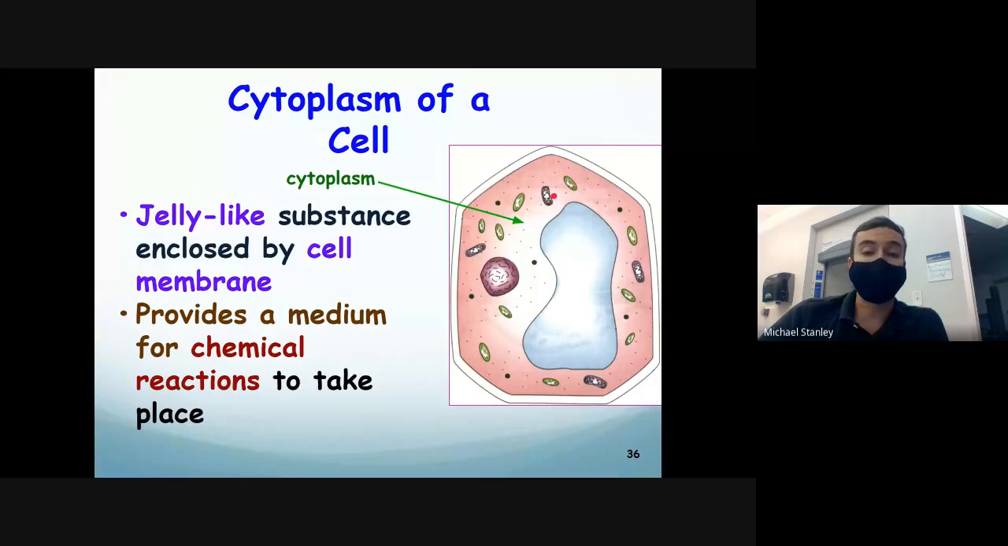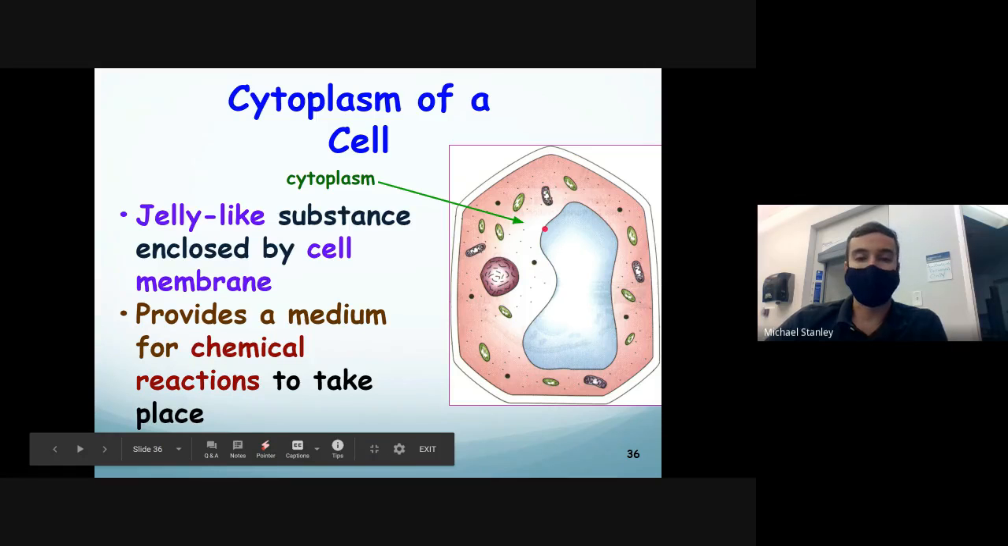So basically everything is floating around in the cytoplasm: the DNA, the organelles, the amino acids and fatty acids and simple sugars that we need to make things like carbohydrates and lipids and proteins. There's also a whole bunch of enzymes in the cytoplasm that help make sure that these chemical reactions take place.